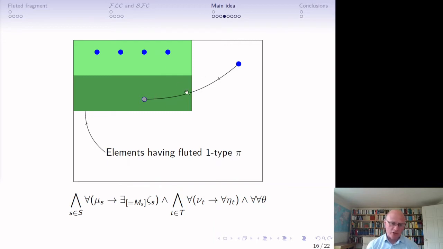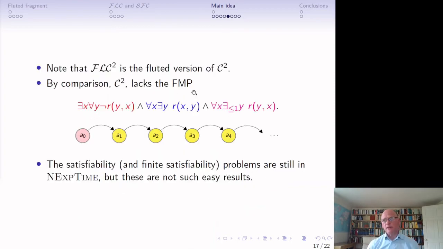Well, in that case, no problem. We can just choose one of the survivors and reset that fluted one-type so it acts as a witness. And we'll have enough witnesses to go around, provided we take a reasonable number. In this way, we can reduce the number of elements of any particular fluted one-type in a structure, and therefore the size of the whole structure. And the proof is really extremely easy. We cannot do this without fluting.